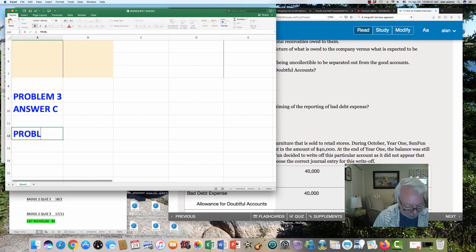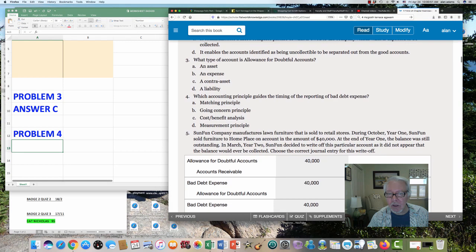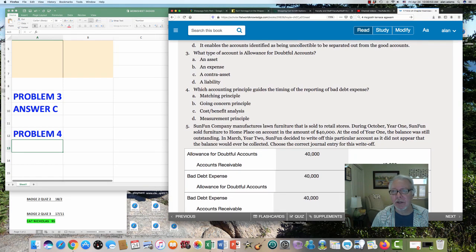The next problem I asked you to try was number 4. Let's have a look at that one. Which accounting principle guides the timing of reporting of bad debt expense? If I sell you something on credit, I've recorded the sale, and now you owe me the money. It's an account receivable. And we get in a dispute, and I keep holding on to that receivable because I plan to collect it, but things look worse and worse, and finally I write your account off. Well, by now, a year or 2 years might have passed as we resolve our dispute.